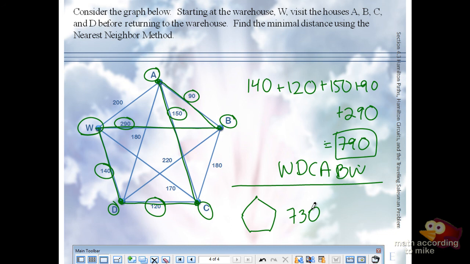So the nearest neighbor method is fast, but it's not accurate. So I'm not saying here that 730 is the optimal answer. I was just demonstrating that, hey, I can find an even smaller one, but the nearest neighbor method doesn't always work. And that's what that one is. So unfortunately, because of the nearest neighbor method, we had to take this 290, and that was the largest one.